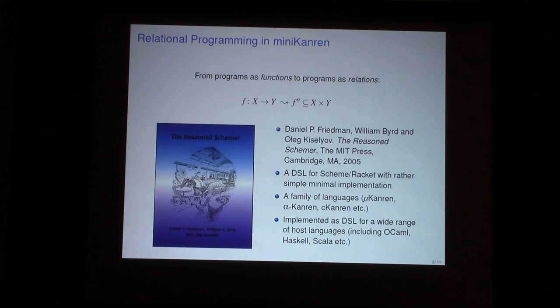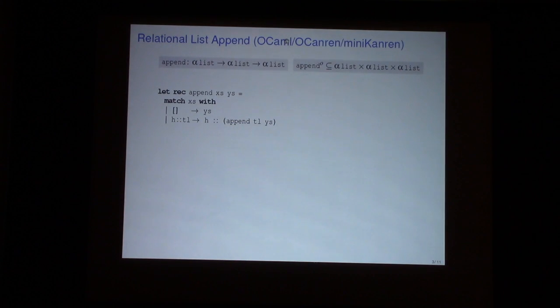So we created a new implementation of miniKanren called OCanren, and I will show you how programs look like in OCaml, OCanren, and original miniKanren. So we have a very simple list concatenation function, which returns the second argument when the first argument is an empty list, and otherwise it destructs the first argument, does a recursive call, and prepends the head to the result.